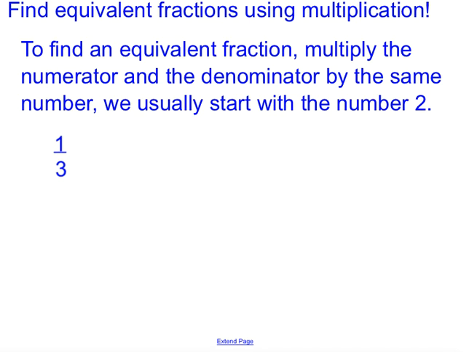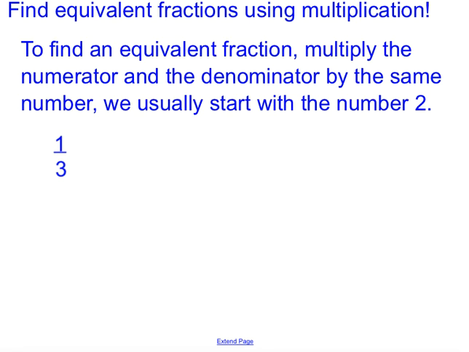And there's a reason why we start with the number 2, is because if I multiplied by the number 1, I would get 1/3 again. And I need a fraction that's equivalent using different numerators and denominators. So that's why we always start with 2. So let me show you how that's done.